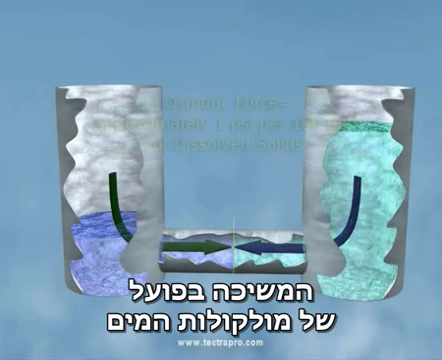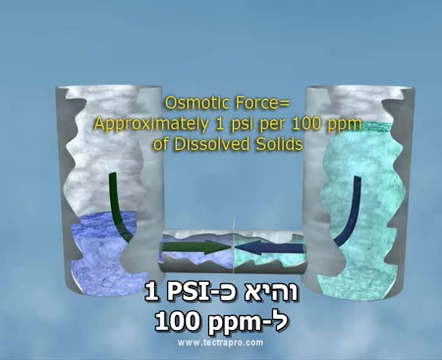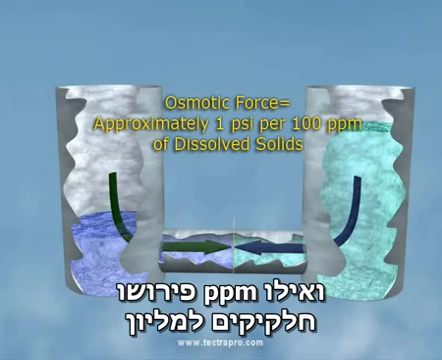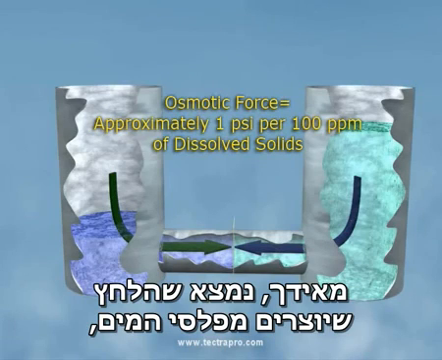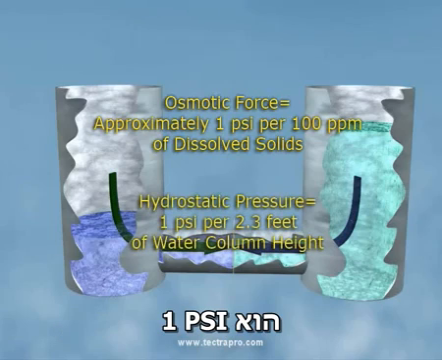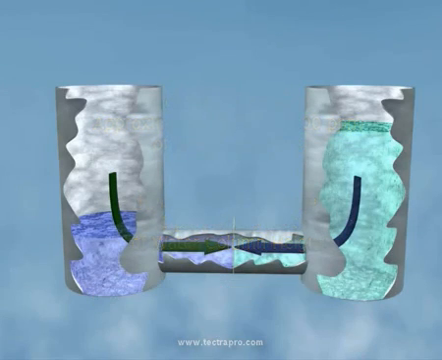The actual attraction of water molecules to the hydrated ions has been measured to be about 1 psi per 100 ppm. Psi refers to pounds per square inch, and ppm refers to parts per million. On the other hand, pressure exerted by water levels, known as hydrostatic head, has been determined to be 1 psi for every 2.3 feet of water height.